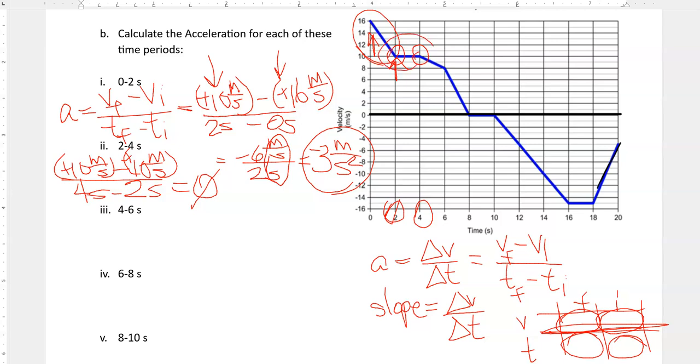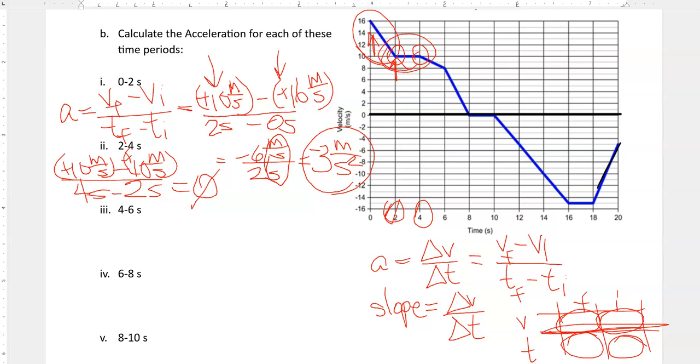And that makes sense because this is a flat slope here. It's a slope of 0. There is no acceleration. The velocity is not changing. It doesn't mean there's no velocity. It's positive 10 meters per second. It's just not changing that velocity, and therefore the acceleration is 0.